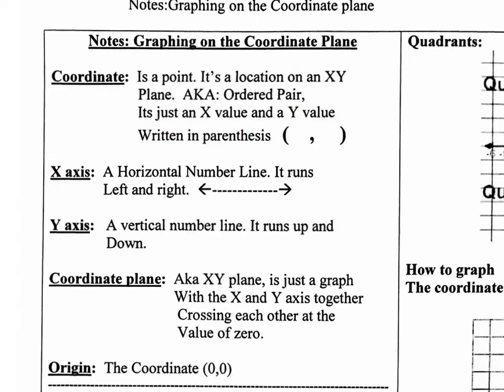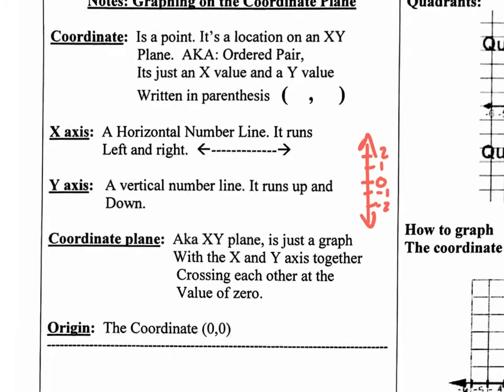The x-axis is just a number line, and it's horizontal. It runs left to right. And we already know number lines. Zero's in the middle, 1, 2, 3. Going this way, it gets smaller. Less than's to the left, greater than's to the right. The y-axis is a vertical number line. It's up and down. We should have drawn this on yesterday's notes. But again, zero's in the middle. Positive going up, negative going down. So it's really just two number lines together. That's what a coordinate plane is.